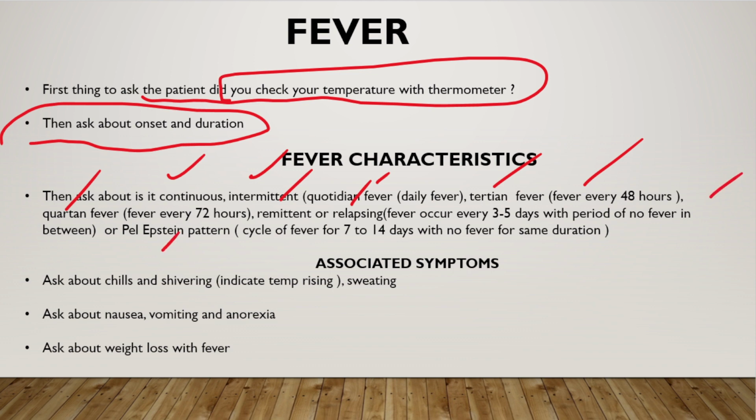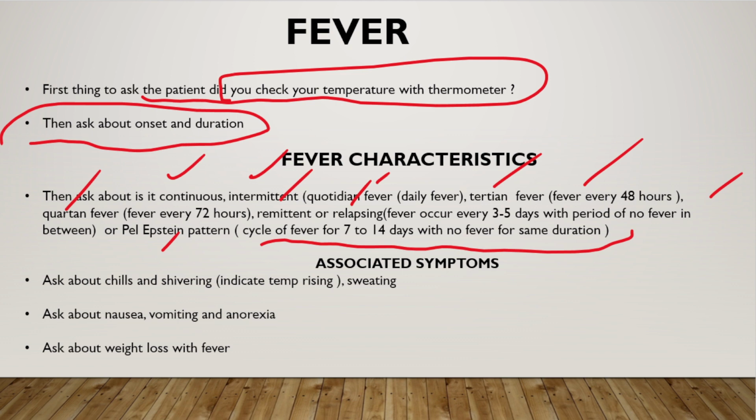We will ask about Pel-Ebstein fever, which occurs in lymphomas. There is a cycle of fever for 7 to 14 days, then no fever for the same duration of time. So we'll ask about these things, whether the patient has continuous fever, remittent fever, or intermittent fever. In intermittent fever, there is quotidian, tertian, and quartan fever. Then there is remittent fever and relapsing fever. Relapsing usually occurs in brucellosis. Pel-Ebstein fever pattern usually occurs in lymphoma.